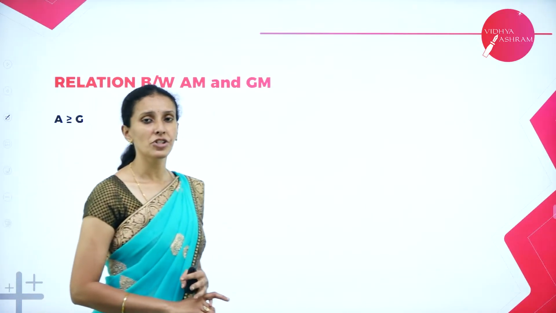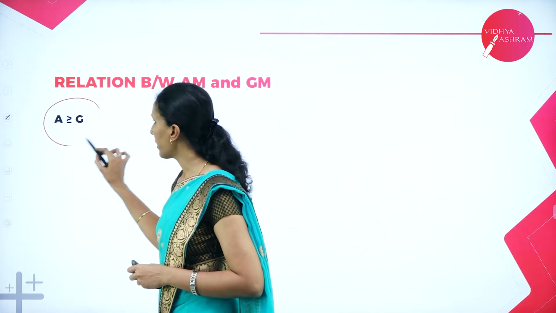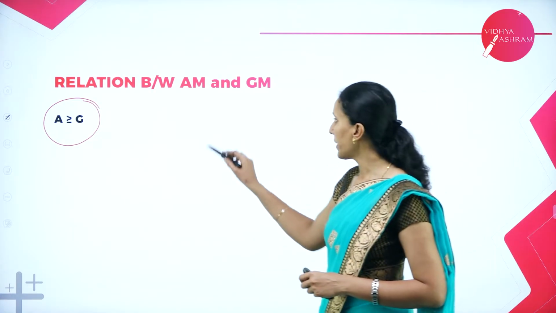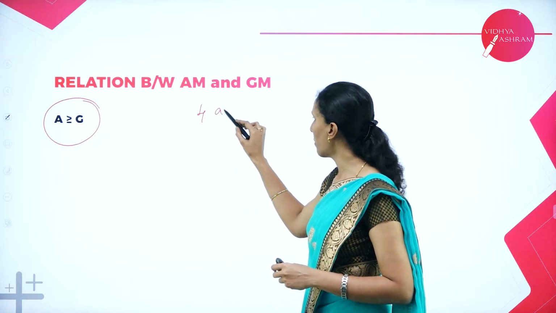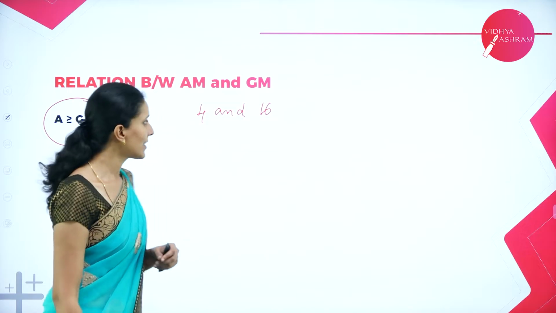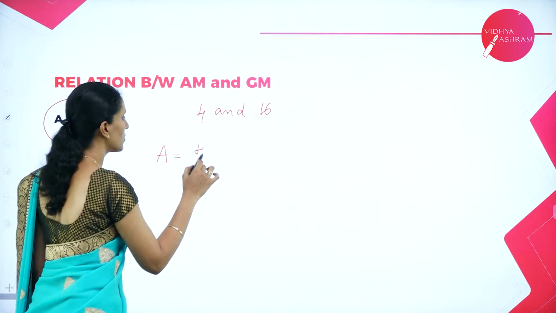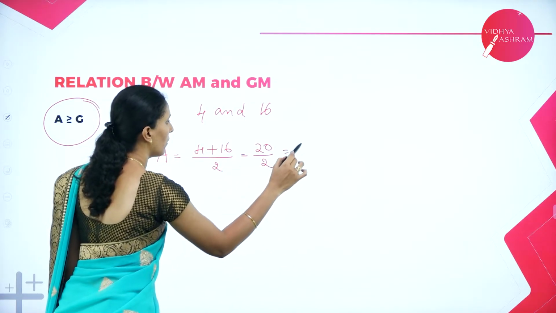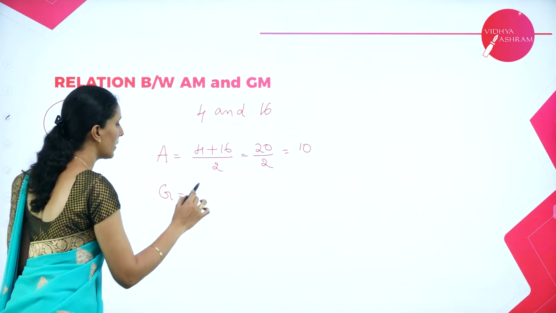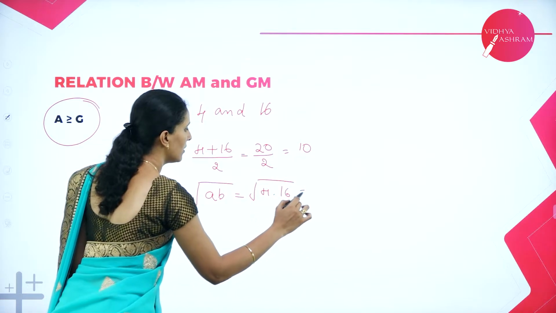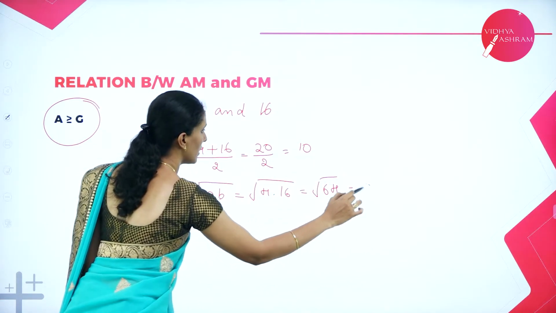Next, what is the relationship between the arithmetic and geometric mean? Here I have concluded that the arithmetic mean is always greater than or equal to the geometric mean. Let's take an example. Let me calculate the arithmetic mean and geometric mean between the two numbers 4 and 16. Arithmetic mean is 4 plus 16 divided by 2, which is 20 divided by 2, so you will get 10. Let me calculate the geometric mean. It is root of ab, which is root of 4 into 16, which is root 64, which is equal to 8.